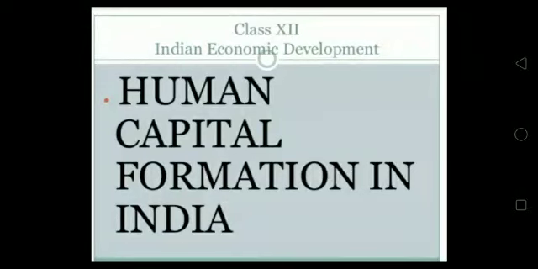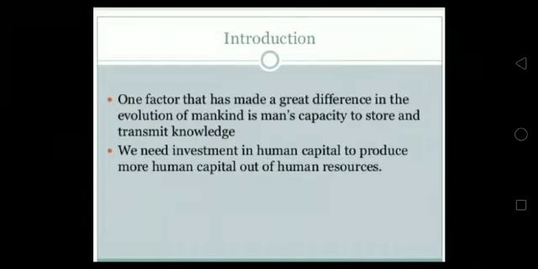Hello everyone, myself Avinash Ojha, and today I am going to start Chapter 5, Human Capital Formation in India. Here, we want to know about what is human capital formation.